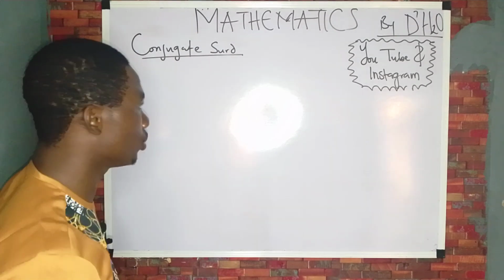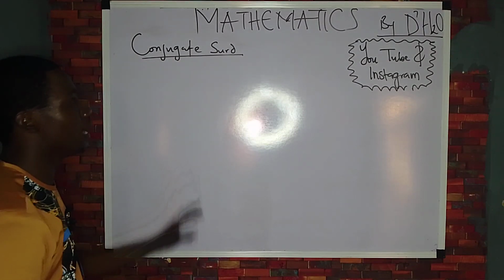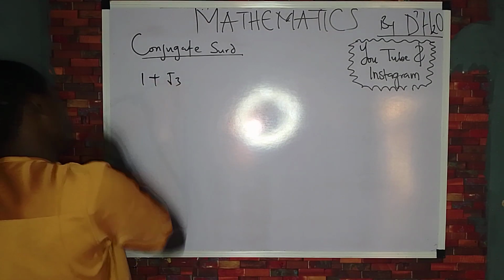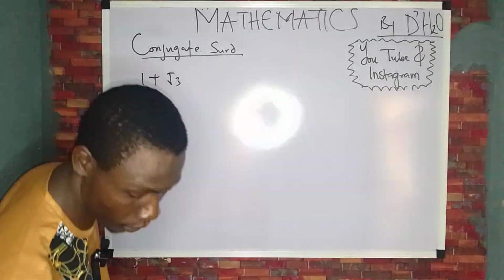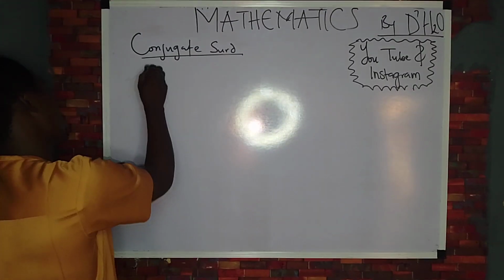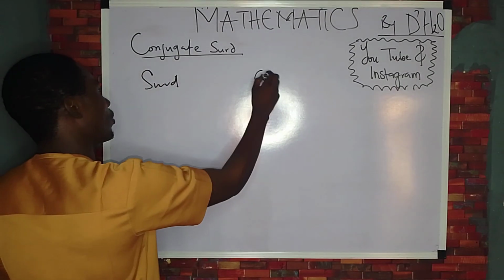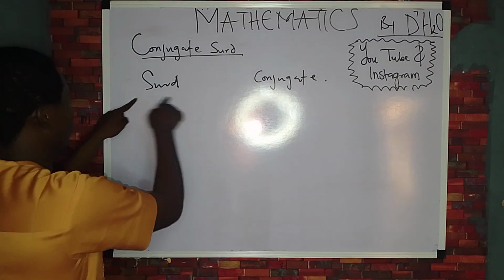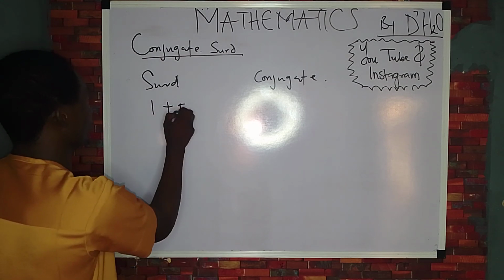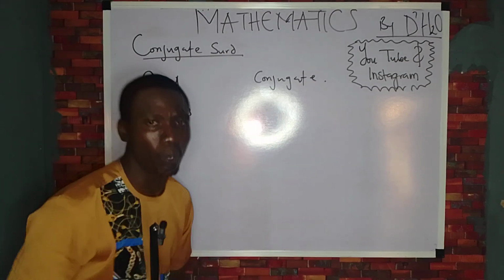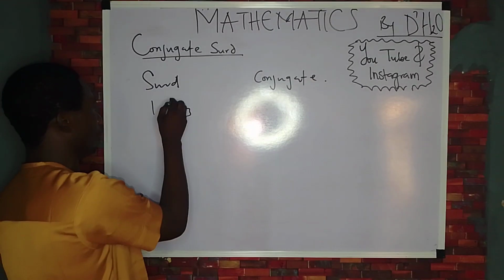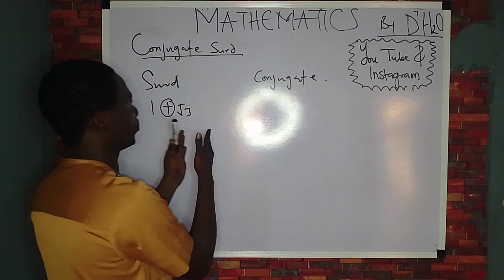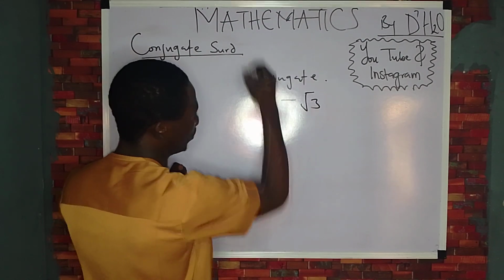Now, what is a conjugate surd? I'm going to give you some surds and show you their conjugates. For instance, if I have 1 plus root 3, what is the conjugate of this surd? Let's do it this way: I have the surd here and I have the conjugate. If I have a surd like 1 plus root 3, the conjugate is to change the sign. If it is plus, change it to minus. If it is minus, change it to plus. So 1 plus root 3 will turn to 1 minus root 3.